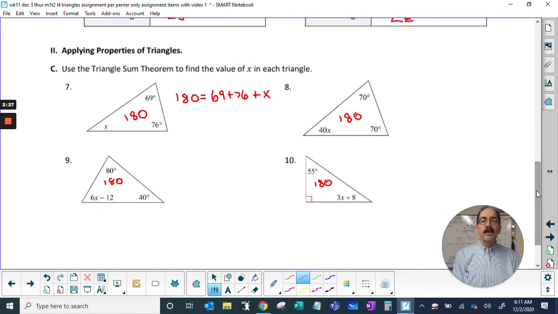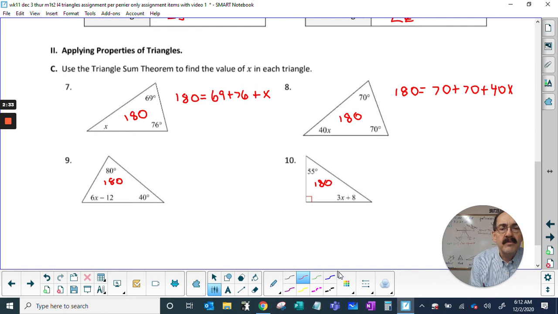Now the math piece, okay? Now the idea here was you set them up. The first one, number 7, is already set up for you. Let's do these ones with the algebra piece. So we have 180 degrees is equal to 70 plus 70 plus 40x. Before we start, you see how the base angles are equal? This must be isosceles. Okay, now let's do the math.